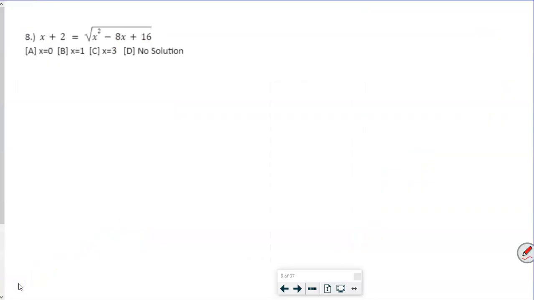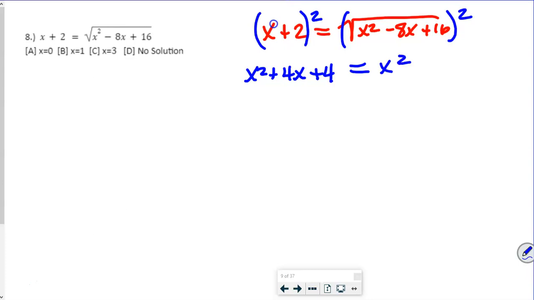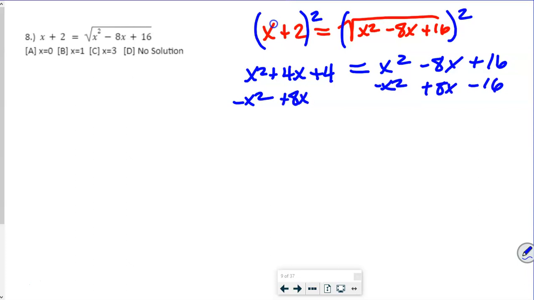So on this next one, I'm going to rewrite the equation first. So it's going to be x plus 2 equals the square root of x squared minus 8x plus 16. So we're going to square both sides again, so we can get rid of that square root. So we get x squared plus 4x plus 4 if we use the box method, and that's x squared minus 8x plus 16. Okay, so now what we want to do is move everything. I'm going to just move everything to the left. So I'm going to subtract this x squared here. I'm going to add the 8x, and I'm going to subtract the 16.